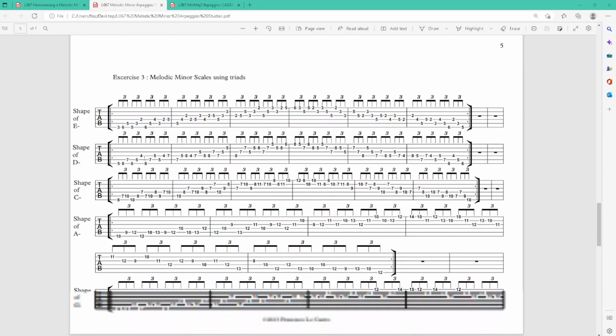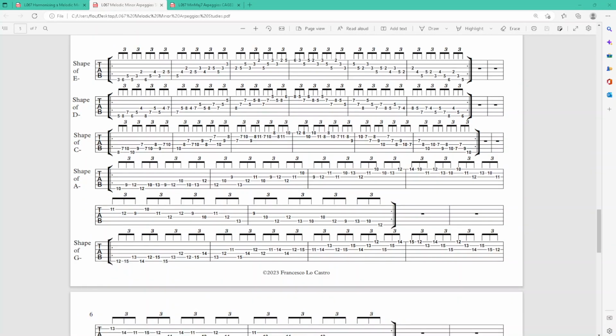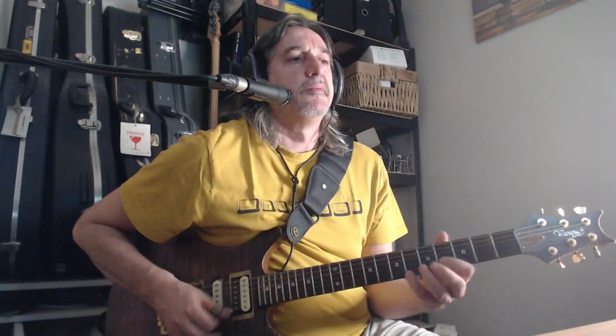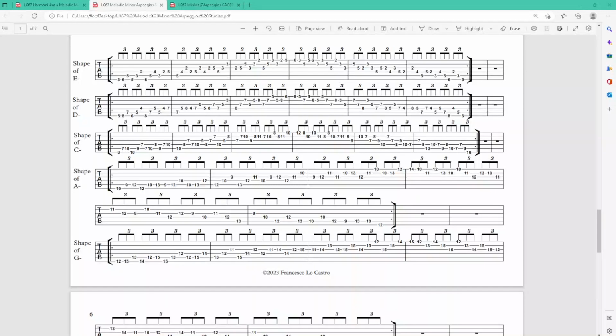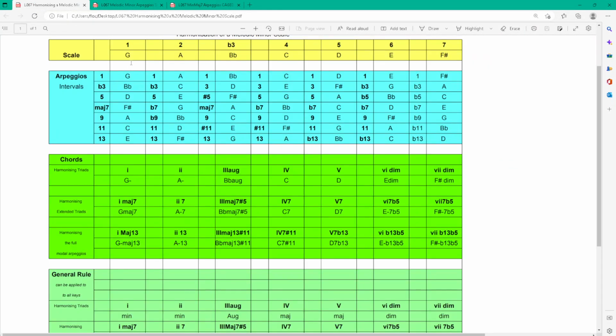If we continue with the PDF, now you have the melodic minor scales using triads. What that means is that the melodic minor that we've done so far contains a lot of triads within it. And again, it will make even more sense when you understand better the harmony and theory of it. But if you think about it, if I start playing melodic minor using triads, in this case I'm literally going to start from G.